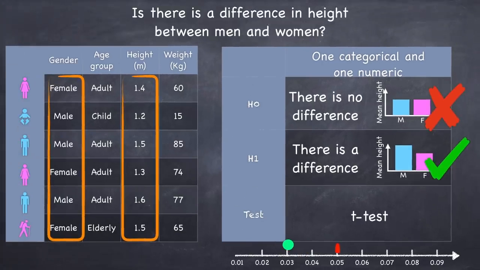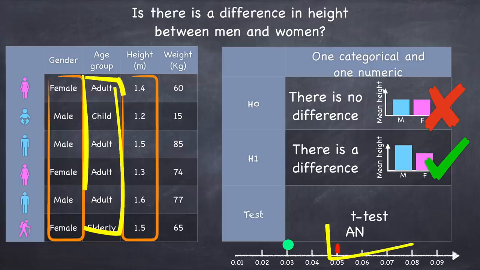If we had a categorical variable with more than 2 categories, like age group that's got 3 categories, then instead of doing a t-test, we would do an analysis of variance, or ANOVA.